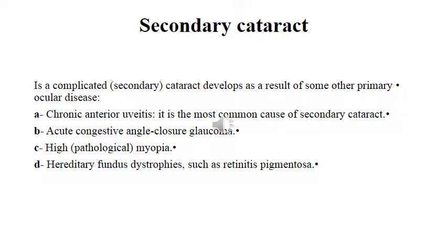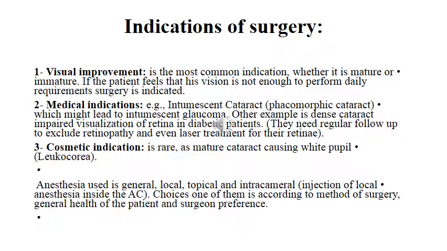Acute congestive angle closure glaucoma. After an attack of acute congestive angle closure glaucoma, the patient will develop multiple foci of cataract, especially in the anterior cortex due to ischemia. High pathological myopia. Patients with high pathological myopia are more prone to develop a secondary type of cataract. What about hereditary fundus dystrophy? These are types of genetic retinal disorders that patients are born with or develop later during life, such as retinitis pigmentosa. These are also causes of secondary cataract.